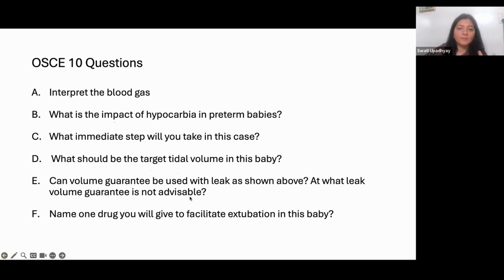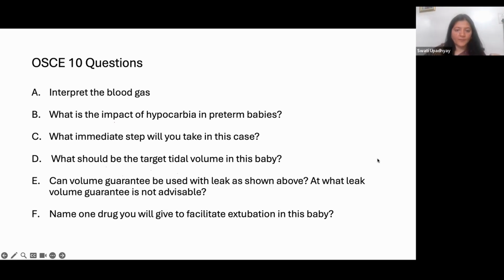Now tell me, what is the impact of hypocarbia in preterm babies? Hypocarbia, PVL, yes. Right. I think all of you are on the same page here. No, it's not. Somebody has written IVH. So basically, hypercarbia will cause IVH by causing cerebral vasodilatation. But hypocarbia, what does it do? It causes cerebral vasoconstriction. So it will lead to cerebral ischemia, and it will lead to PVL and not IVH. Okay. So it is PVL because of hypocarbia and IVH because of hypercarbia.